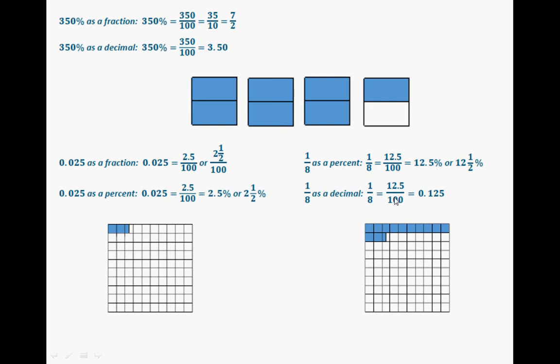Or as a decimal, again they kind of skipped over making this to 1,000, or you can just take this and multiply it by 10 to make it 1,000, and that's where we get the decimal 125 thousandths. The visual representation for percent would be 12 squares plus half of another square.